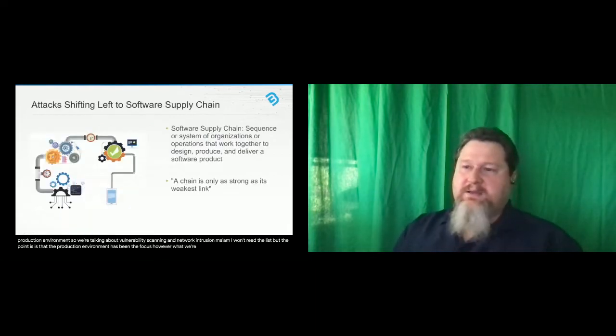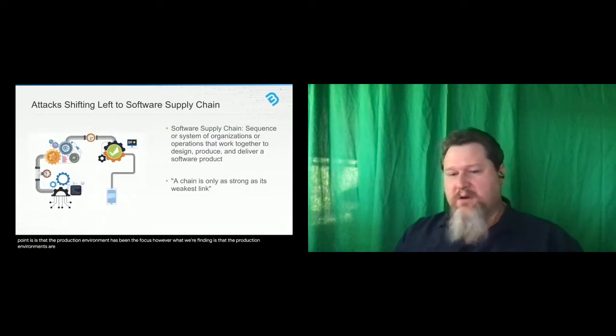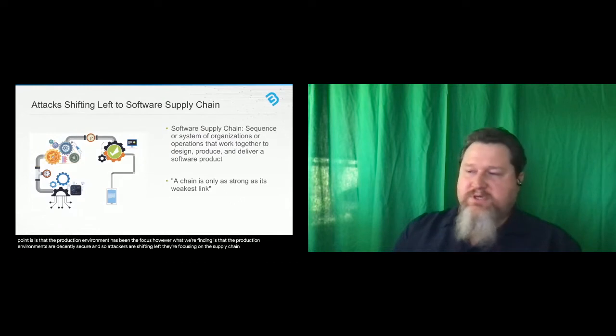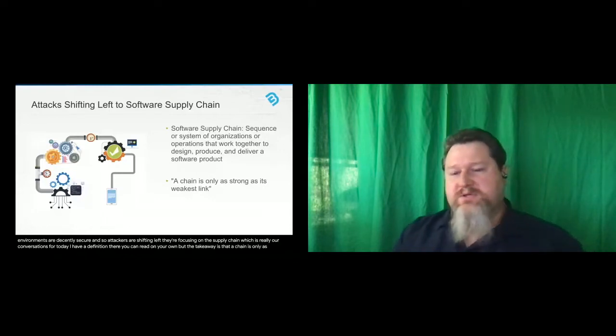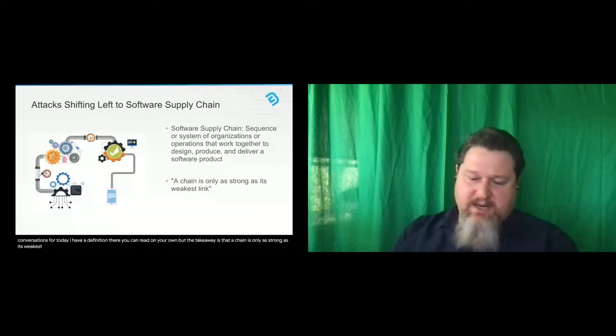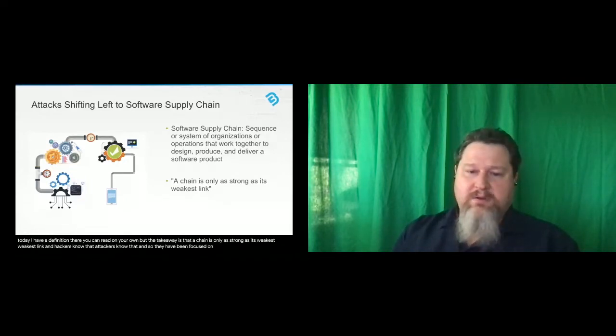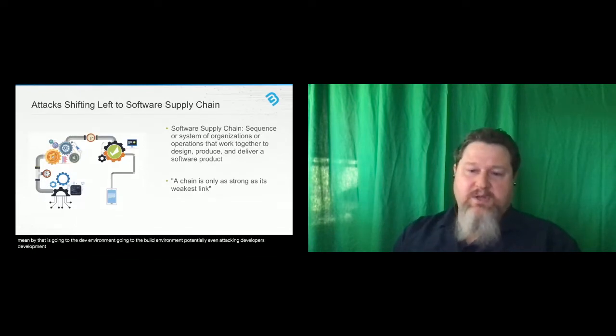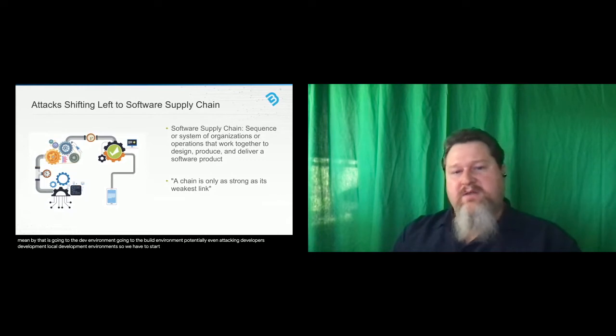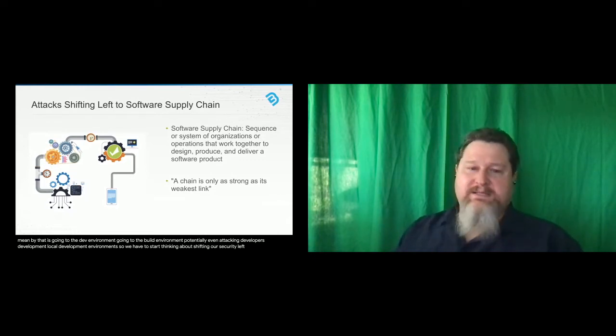However, what we're finding is that production environments are decently secure, and so attackers are shifting left. They're focusing on the supply chain, which is really our conversation for today. I have a definition there you can read on your own, but the takeaway is that a chain is only as strong as its weakest link. Attackers know that, and so they have been shifting left, going to the dev environment, the build environment, potentially even attacking developers' local development environments. So we have to start thinking about shifting our security left at the same time.